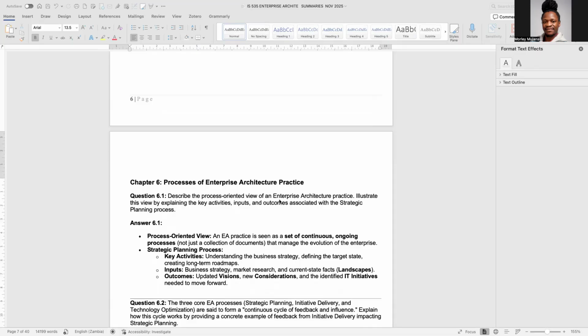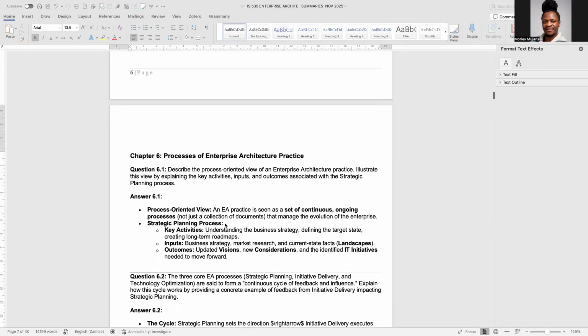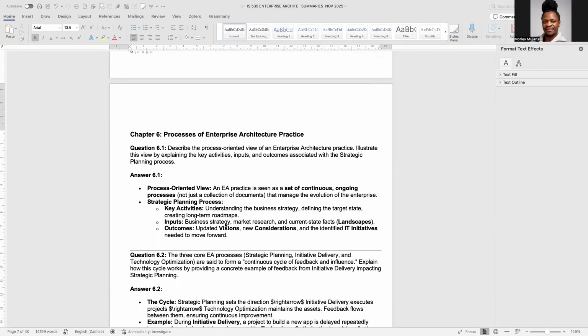I will break down the 5 key chapters that will be covering unit 5 to unit 6 to unit 10. We'll look at the EA processes, the IT initiatives, and the core artifacts, the CLSV load, and the standards. Okay, so let's start with the fundamental mindset.